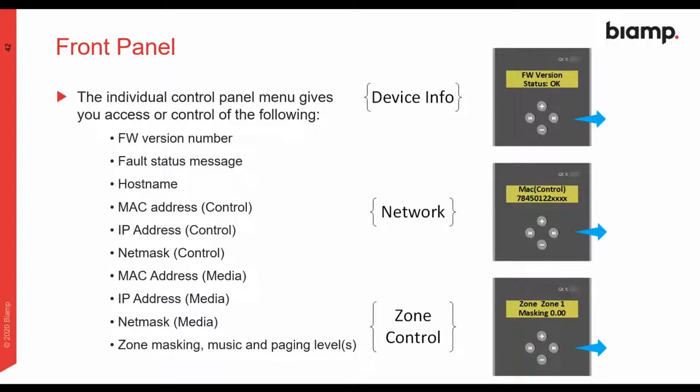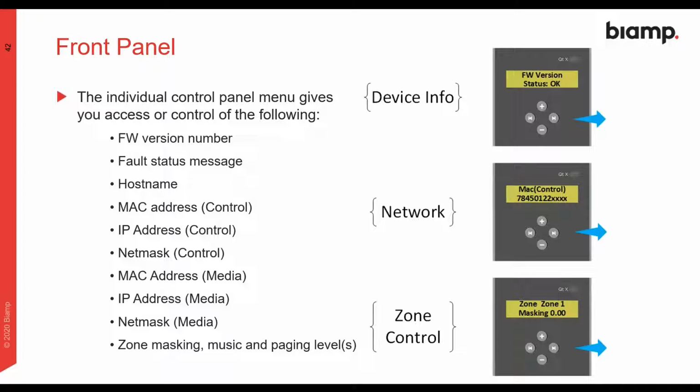Then, scrolling to the right from those 2 device info settings, we get into the network settings. We have the control network and the media network settings that by default are DHCP with link local, and can be changed from the front panel to static as needed: turn off DHCP, assign a new IP address. That can all be done from the front panel and committed to the devices. And then scrolling past all the network interface, you get into the zone control.